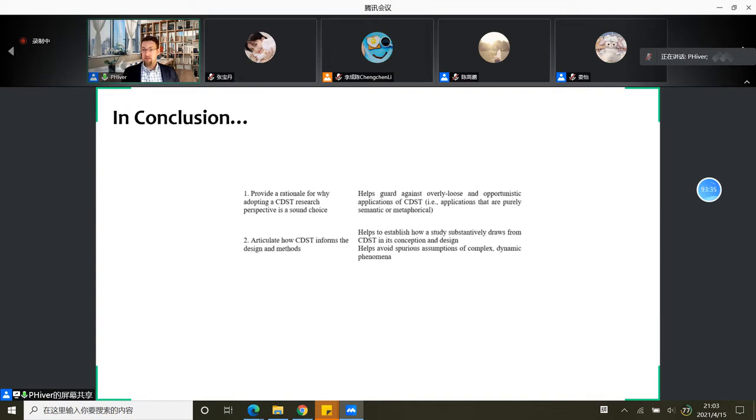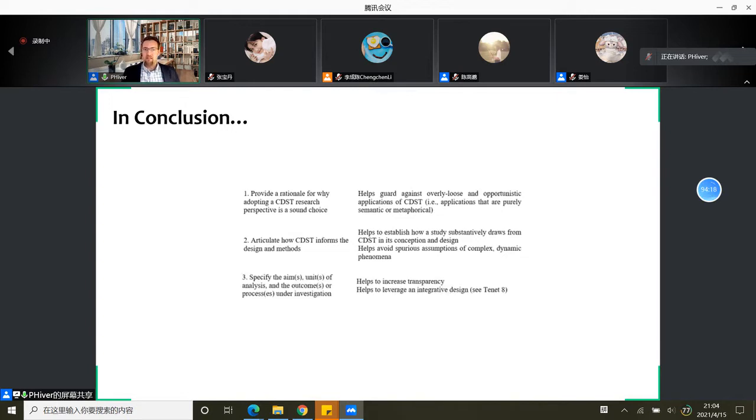Additionally, complexity theory research should articulate how the theory informs the design and methods. Remember, form follows function. We don't begin with a method and think, how can I apply this to the question? We begin with the question and the methods follow from there. And doing this can help us to show how a study draws its ideas in the design from complexity theory. And it will help us avoid saying that anything with multiple parts or anything changing in time is complexity theory. It's not quite that simple.